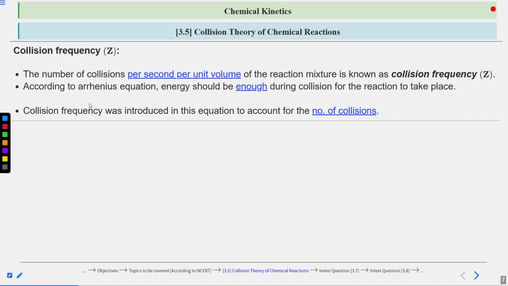Now, collision frequency is introduced in this equation to account for the number of collisions happening during a chemical reaction between the reactant molecules, which we are considering as solid spheres, to form the products.